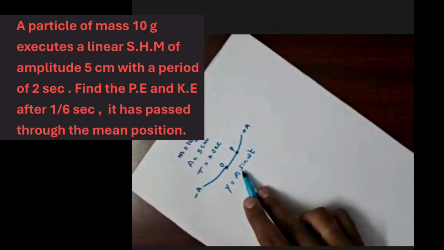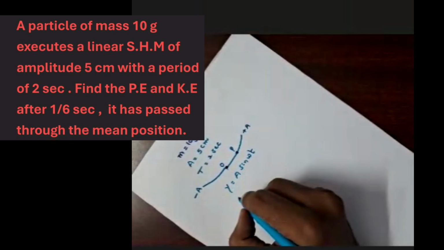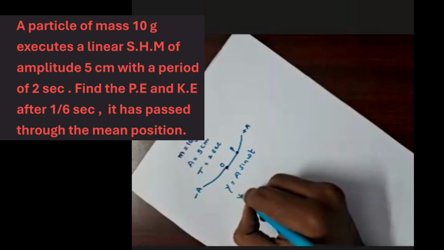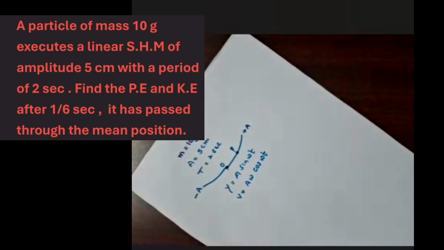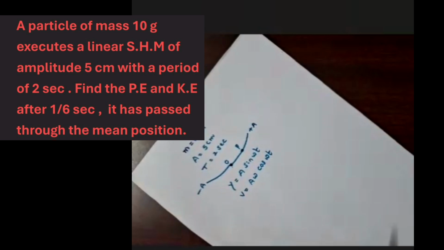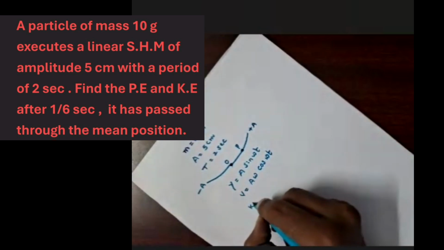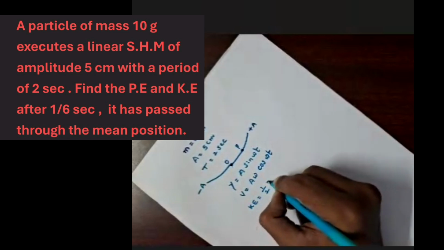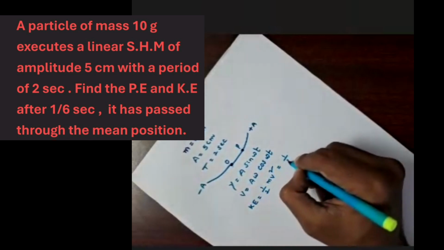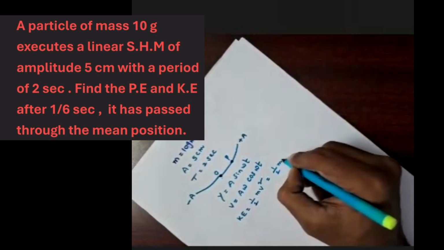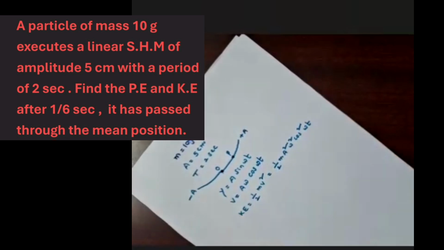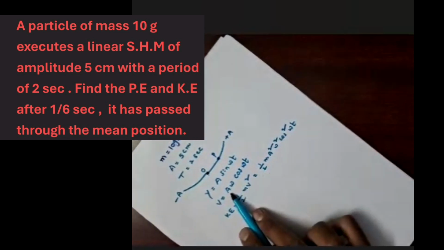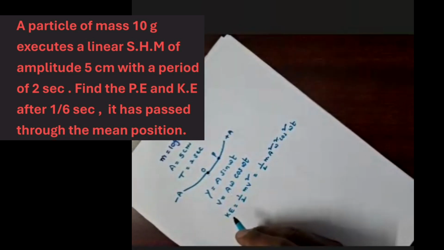Velocity is nothing but what? If you differentiate this, sine becomes cos. Differentiation of sine is cos. So v is equal to a omega cos omega t. Earlier in my classes I told you, v is equal to a omega cos omega t. Then the kinetic energy KE, what is the general formula? Half m v square, so you get half m a square omega square cos square omega t. We need to consider it like this.